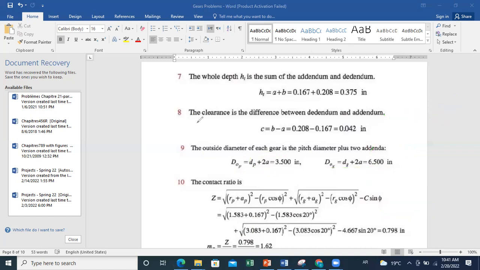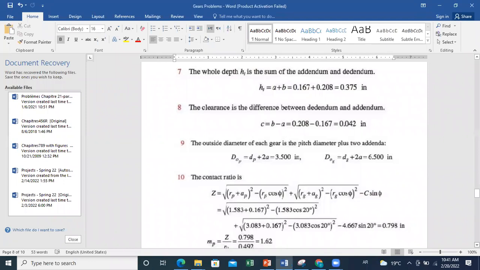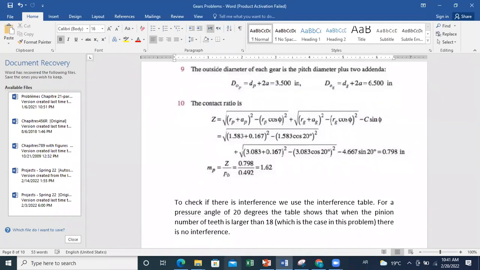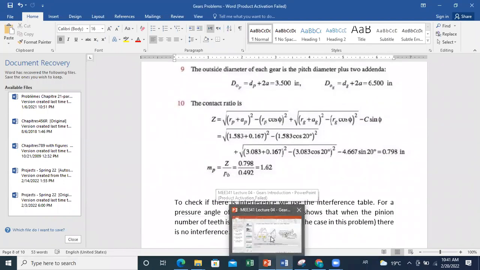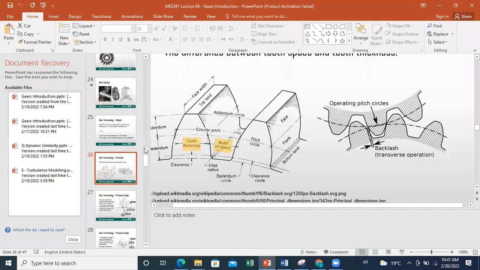Now, they also asked to get the contact ratio. To remind you, the contact ratio is defined as follows. You can see it in this slide.